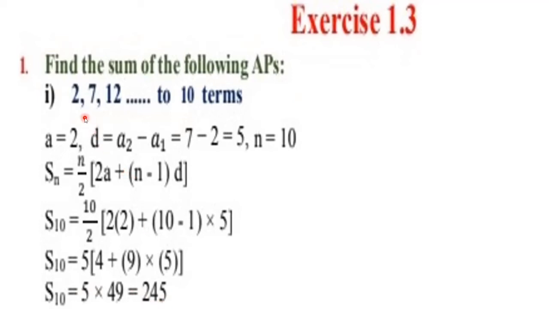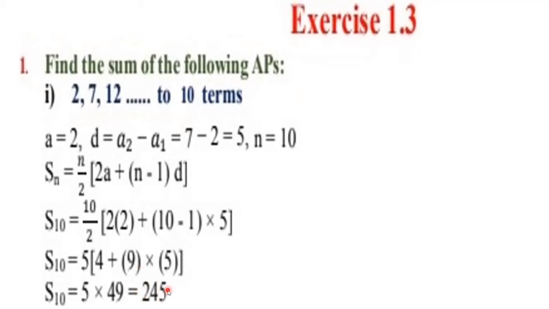If the problem is asked like this, first you have to find the first term, then the common difference, and after that, they have given the number of terms, that is the value of n. Then write down the formula Sn is equal to n by 2 into 2a plus n minus 1 into d. Substitute the values, simplify, then you are going to get the answer.